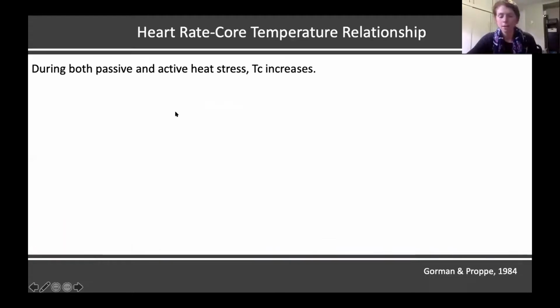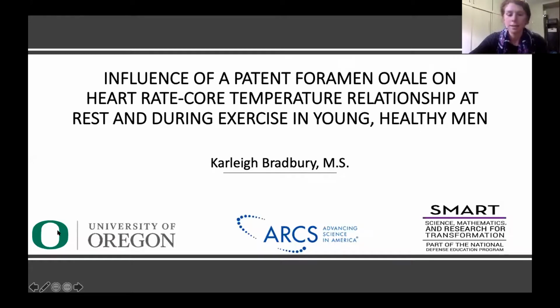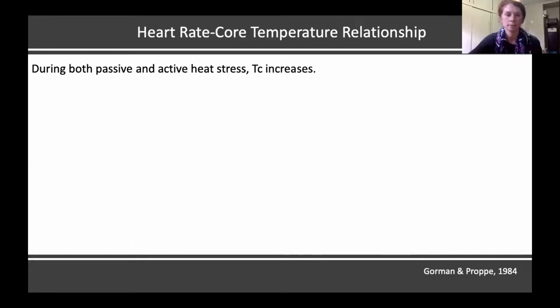Okay, so the title of my talk is Influence of a Patent Foramen Ovale on Heart Rate Core Temperature Relationship at Rest and During Exercise in Young Healthy Men.